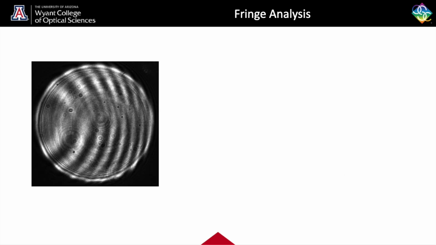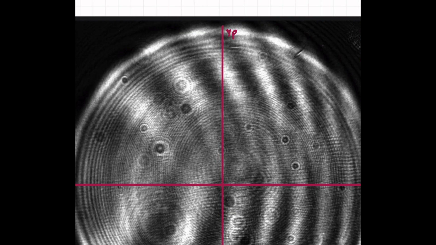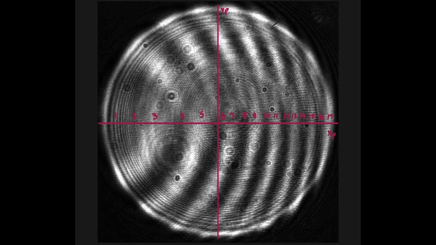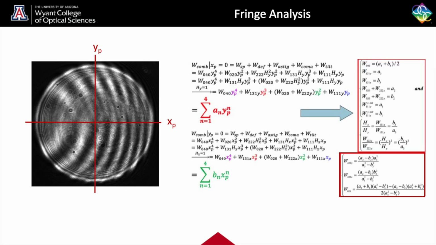We chose an interferogram with defocus and tilt to analyze. First, we defined axes across X and Y. Then we counted the number of fringes across both axes. Finally, we measured the spacing of each fringe and normalized it so the aberrations will be in terms of waves. Now we can curve fit a 4th-order polynomial. From the coefficients of the fitted polynomial, we can find how much of each aberration is in our system. For example, spherical aberration is the only 4th-order aberration, so the amount of spherical is the average of the 4th-order term from X and Y.